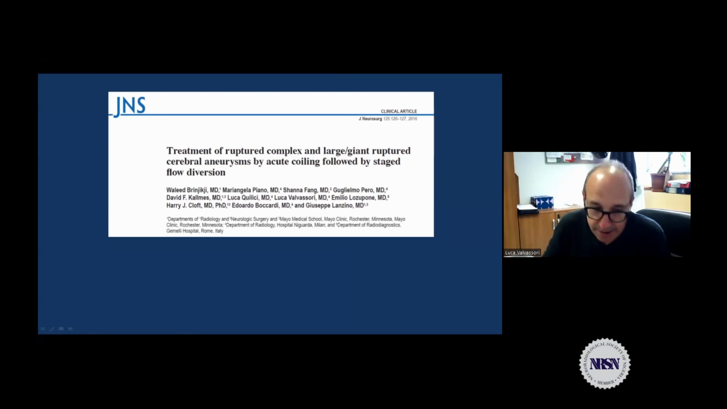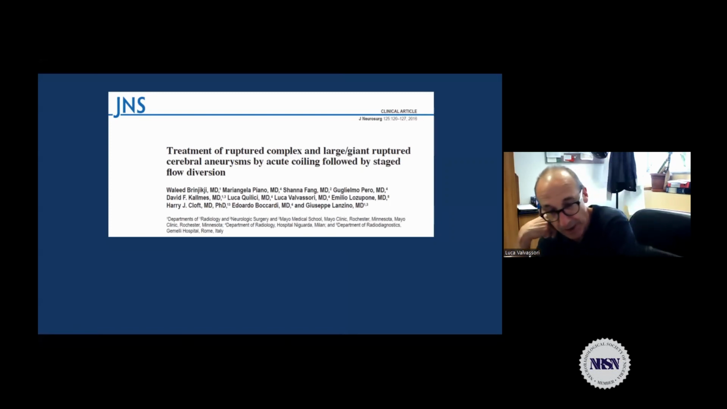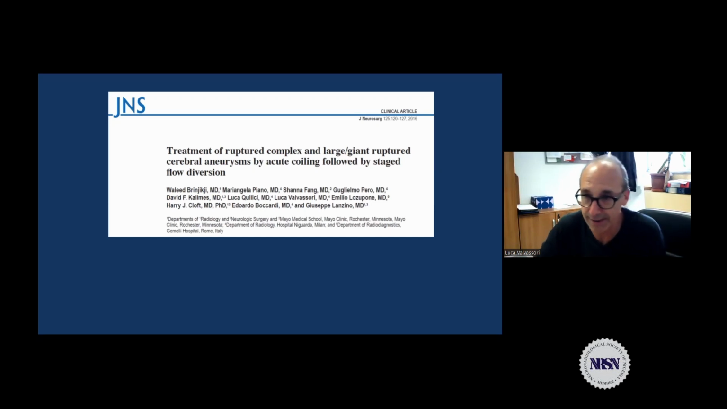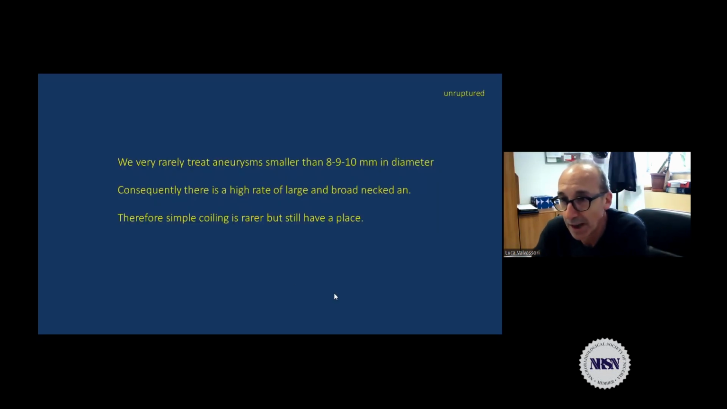The advantage being that I don't have to use antiplatelet therapy, which is a necessity for stents. I don't have to use it in the acute phase when I have a hemorrhage, but I can do the antiplatelet therapy later on in a more, let's say, chronic situation.